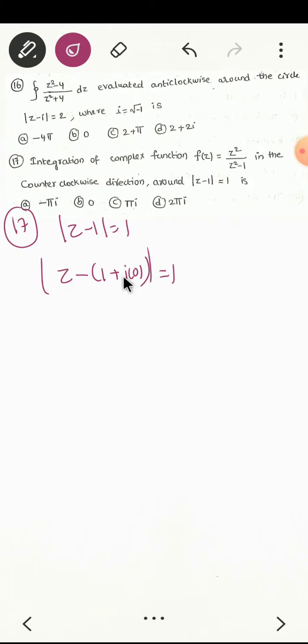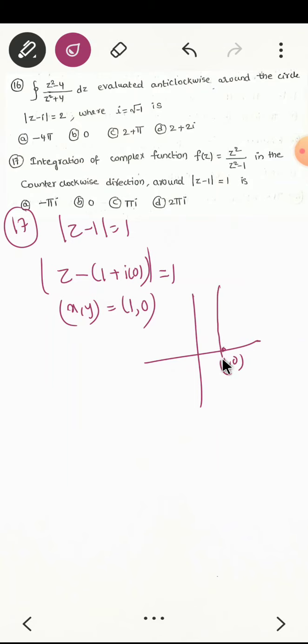z minus (x plus iy). So (x, y) is how much? (1, 0). Here it will be (1, 0). Now the radius is 1, so it will go up to 2. Here it will be i and minus i. So this is the circle.